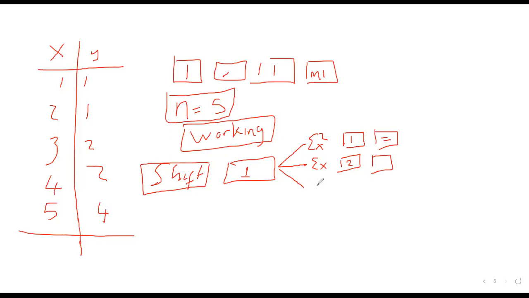Then shift 1 and button 3 is your n. Although this is not important, you may want to verify whether the sample size is correct. So let's go in that order. Shift 1, then button 1 equals. Then you should get 55. Is that what you're getting?